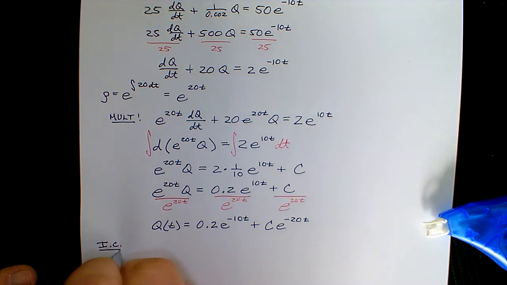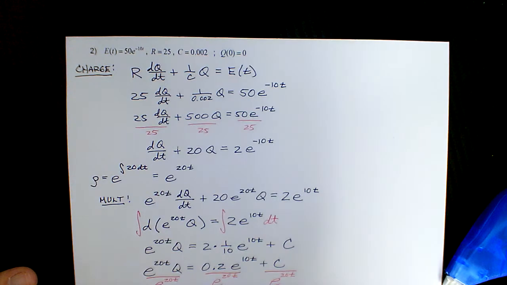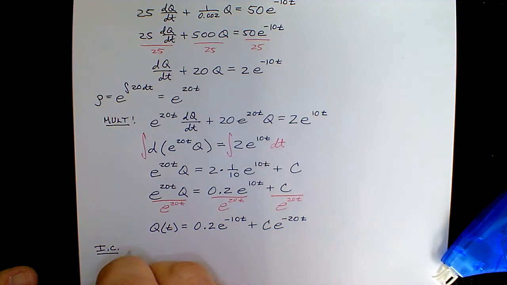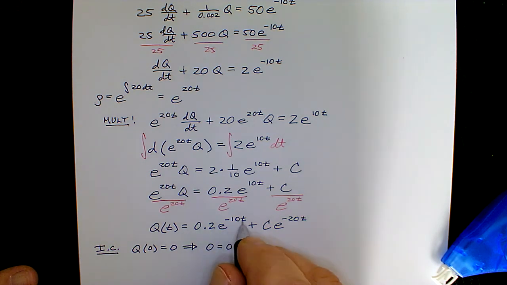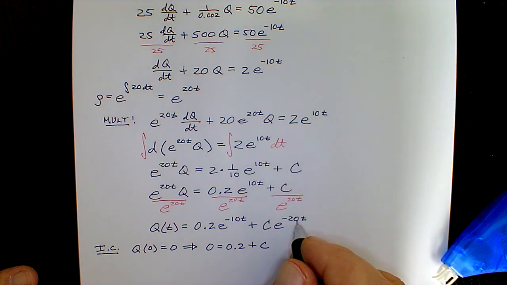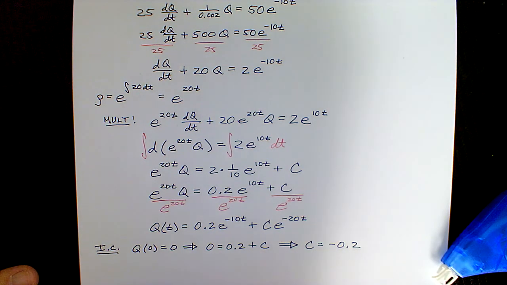So the initial conditions, if you look back up at the top, is q of 0 is 0. So that means that 0 is equal to 0.2, e to the 0 is 1, so 0.2, and then plus c, because e to the 0 is 1. So then c is negative 0.2. And so that answers the first part of the question.